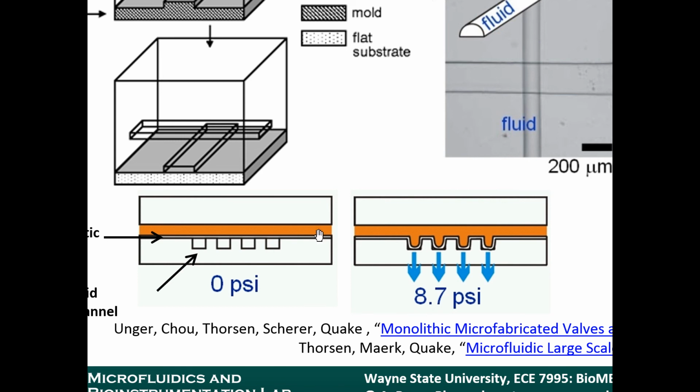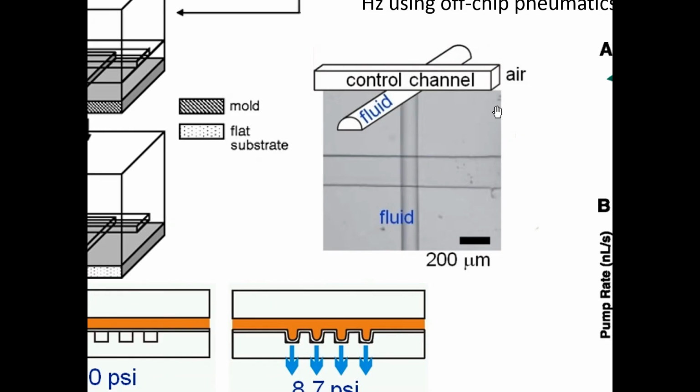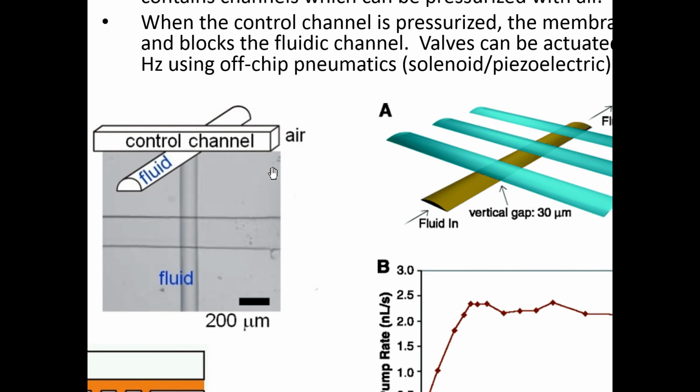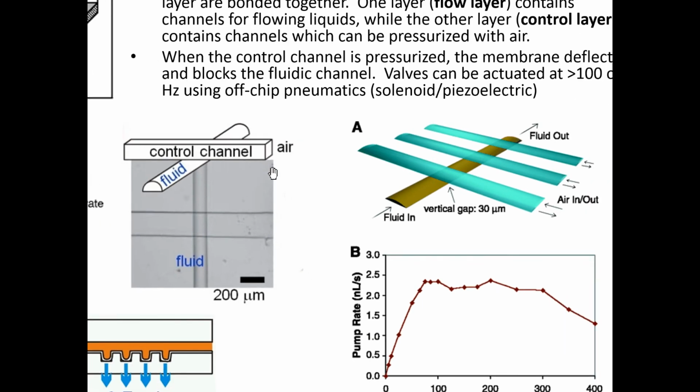so no flow will happen through this channel. All right, so they take this concept into something that looks like this, where you have a fluid channel at the bottom, and then you have control channels at the top. Okay, these green channels are channels where the air can flow in.